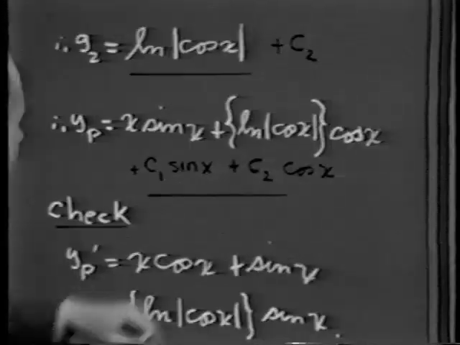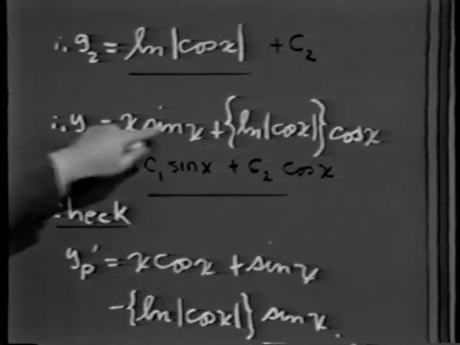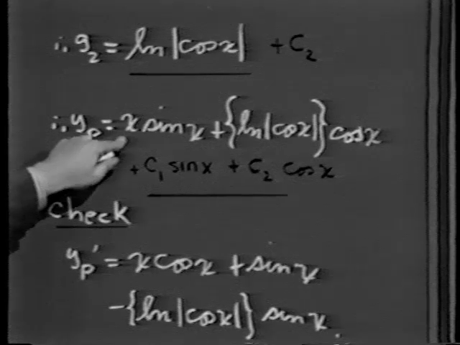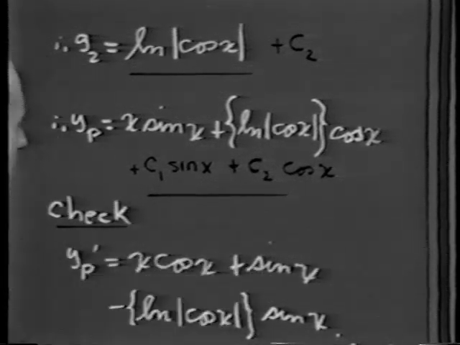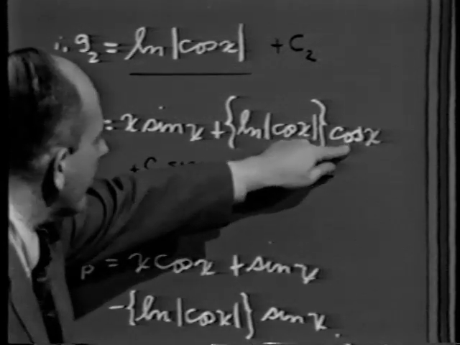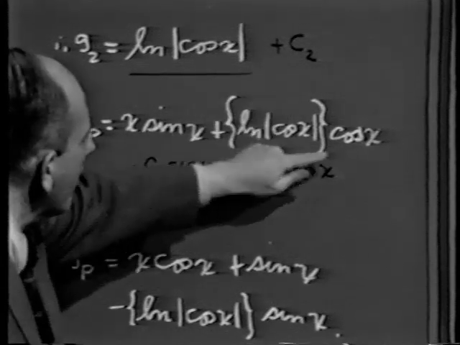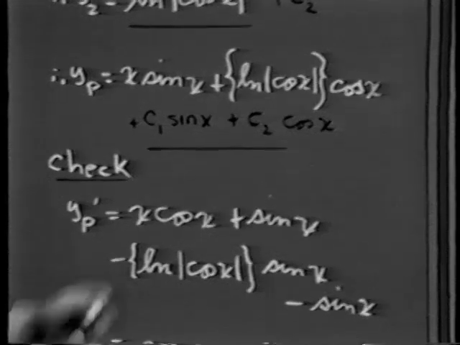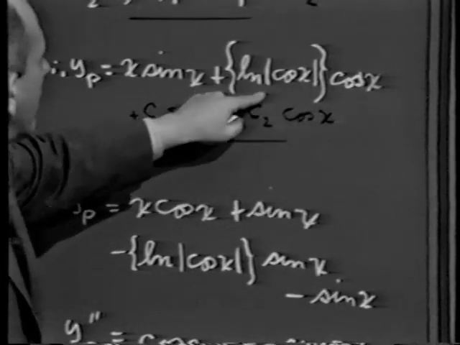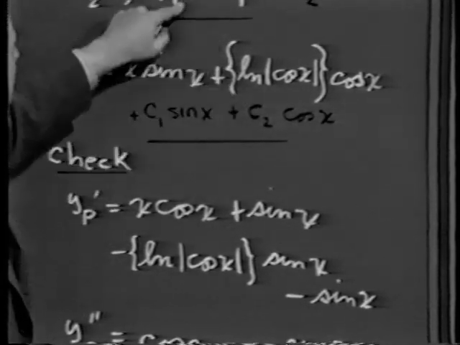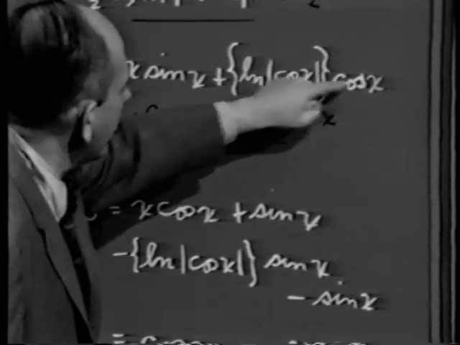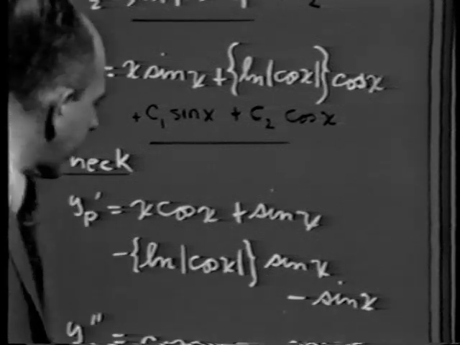Given that y sub p is this, to differentiate this, this is a product. This is what? x cosine x plus sine x times 1. That gives me these two terms. If I now differentiate this, this is also a product. This is this times the derivative of cosine x, which is minus sine x. And then it's going to be what? This times the derivative of this. But the derivative of this we already know is minus sine x over cosine x. The cosine x's cancel. All I'm left with is minus sine x.